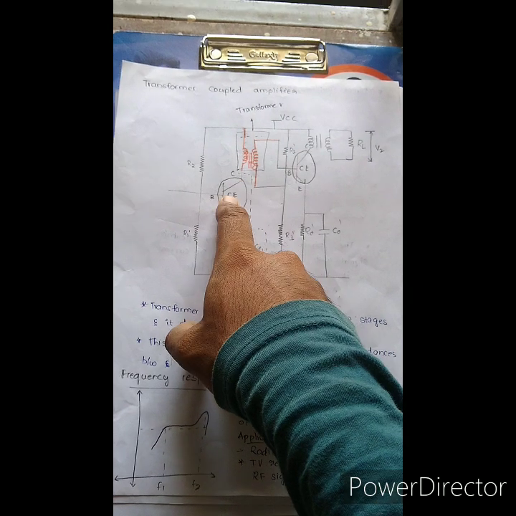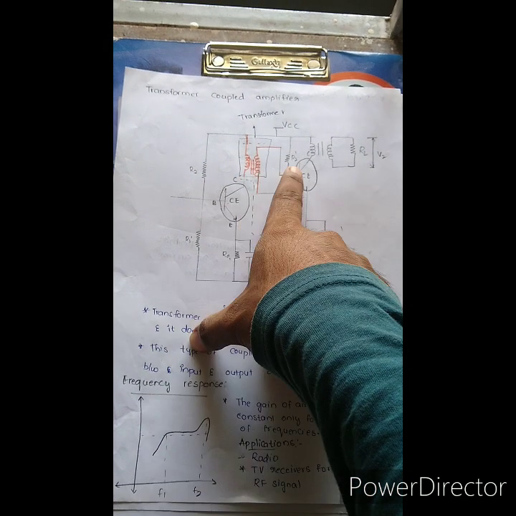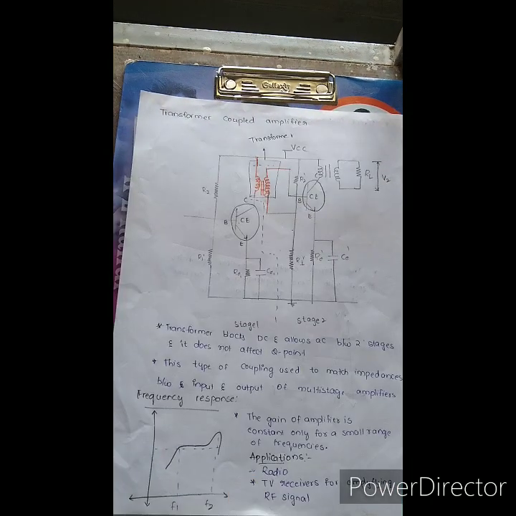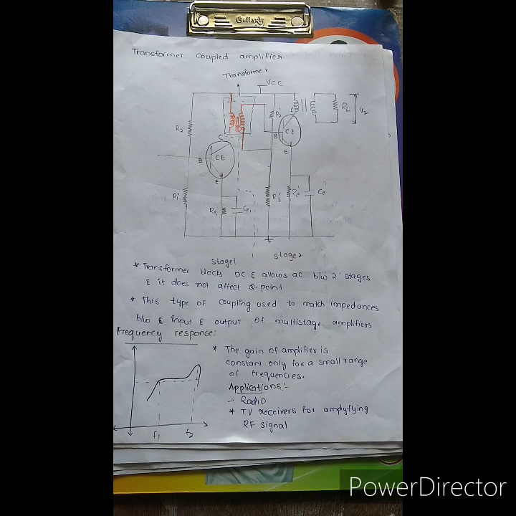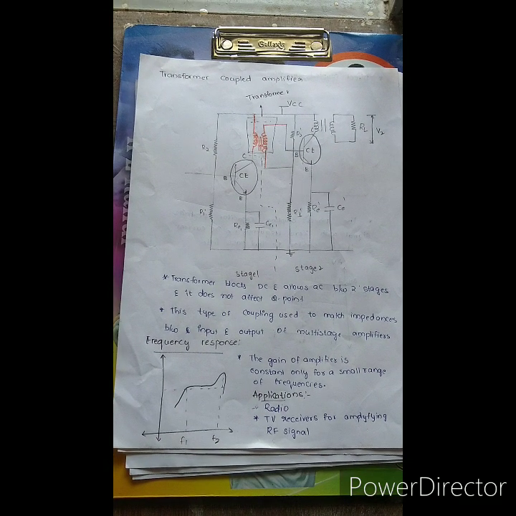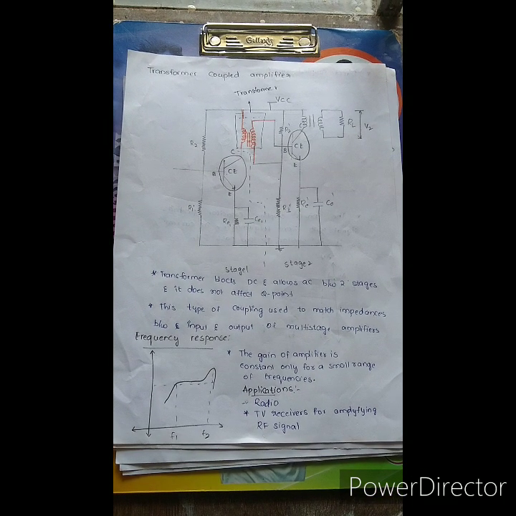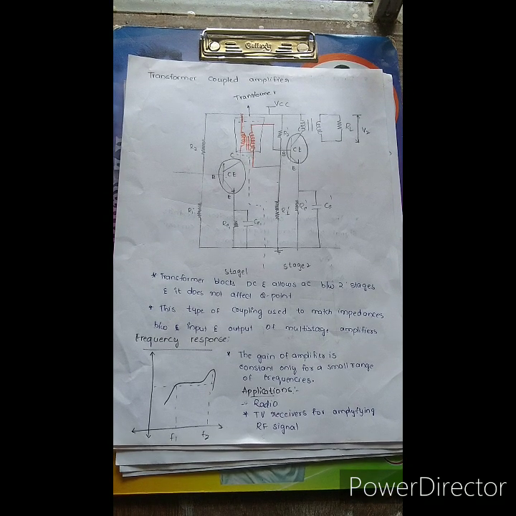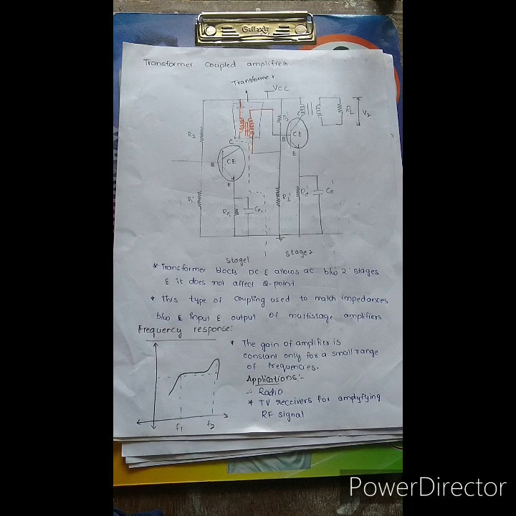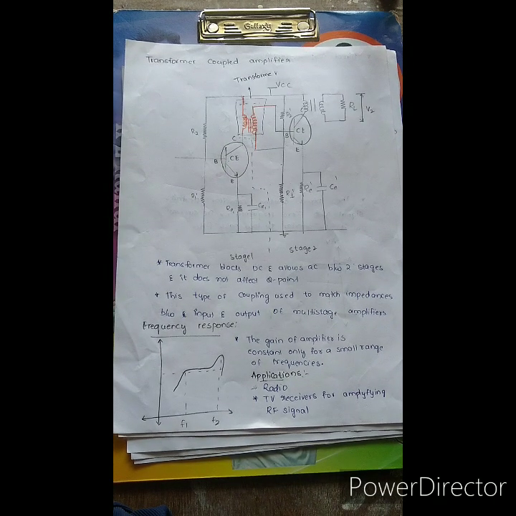The output of the first stage of the CE amplifier, through the transformer, is taken as input to the second stage of the CE amplifier. So the transformer blocks DC and allows AC. Therefore, the second stage does not receive DC current and it does not affect the Q point. This type of coupling is used to match impedances between input and output of a multi-stage amplifier. Because an inductor has more impedance, friends, to match any amplifier we can use transformer coupling. It is widely used nowadays.